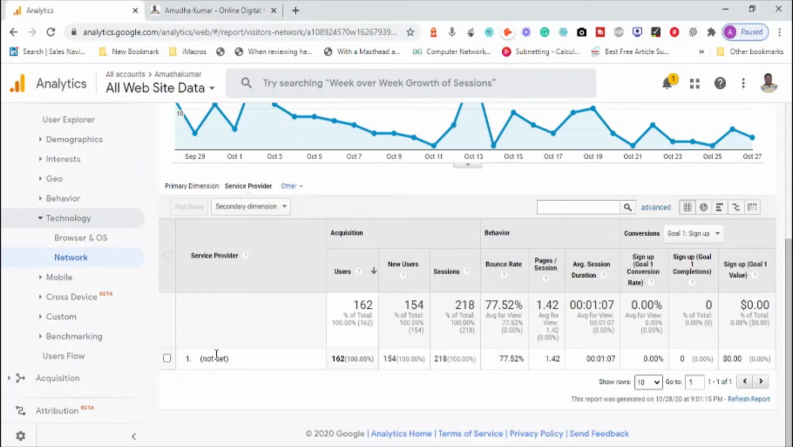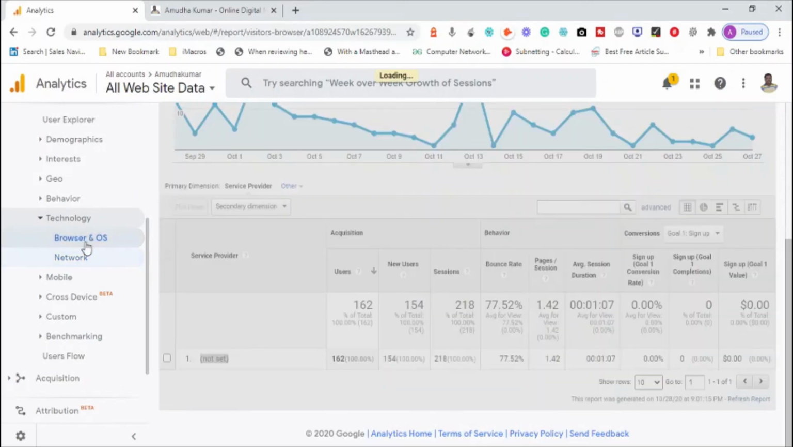The biggest disadvantage with Google Analytics is that at times it shows data as not set or not available. That is basically because Google does not want to share the data with you for privacy reasons, as is being stated, but I'm not sure what privacy information Google is talking about. Now, the technology section shows the browser and the operating system, and also the network.